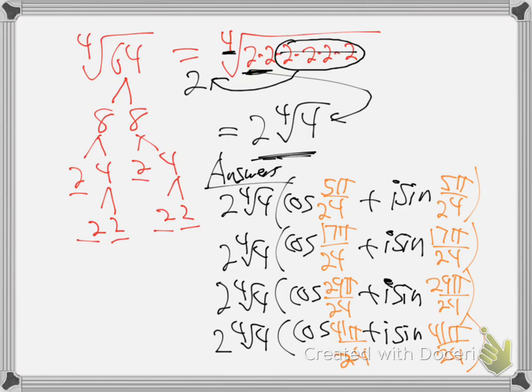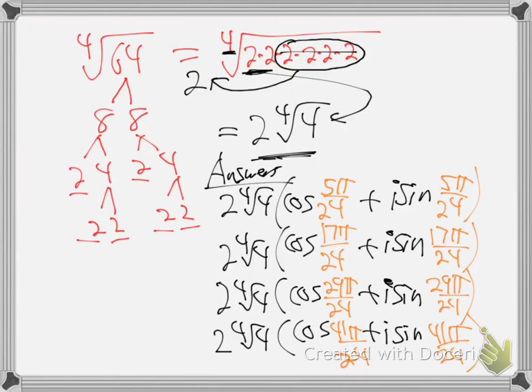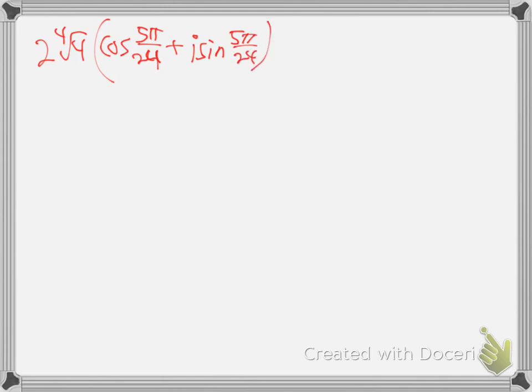Now we have to actually use our calculator, find out what all these are, and multiply them. Do they want exact? Decimal? Oh yeah, round to the tenth. So they just want rounding. So now you just use your calculator. I'm going to rewrite these: 2 times the fourth root of 4, times cosine of 5 pi over 24 plus i sine of 5 pi over 24. I would just simply use my calculator.